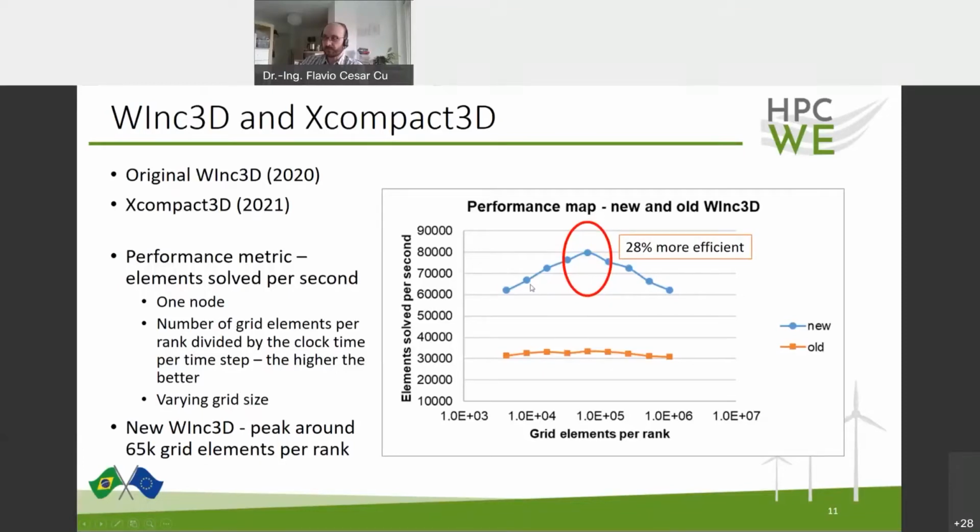But the difference between using more grid points or less grid points, so the best amount of grid points, is that we get 28% more efficient.